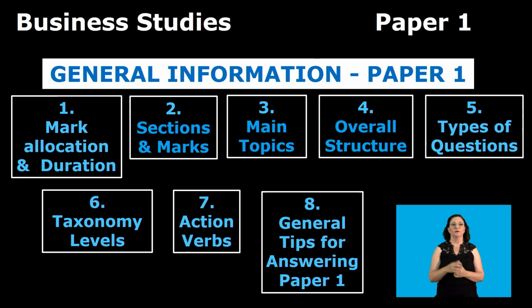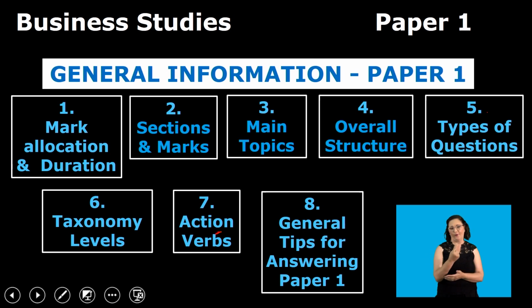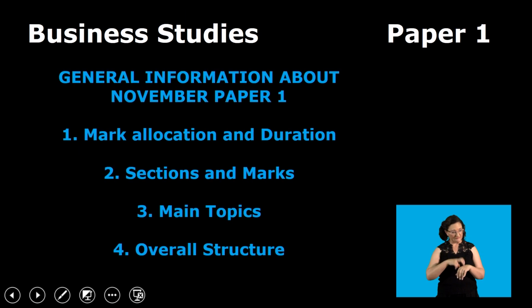As you know, Business Studies is very broad. Like I said, we've got Paper 1 and Paper 2. So Paper 1 has got its own topics as well as Paper 2. Then we'll look at the overall structure. We're going to look at the types of questions and the taxonomy levels. We've got different levels of questioning. Then we've got action verbs. Very, very important that you understand the action verbs so that you are able to answer accordingly. And then lastly, we'll be looking at the general tips for answering Paper 1. It is very important that you stay tuned and watch until the end.